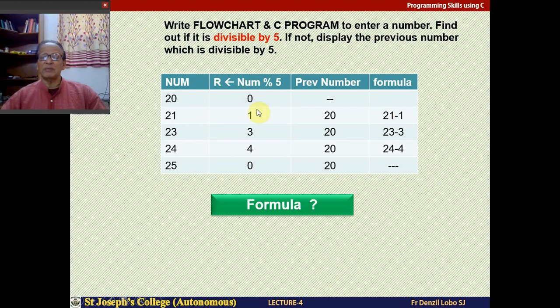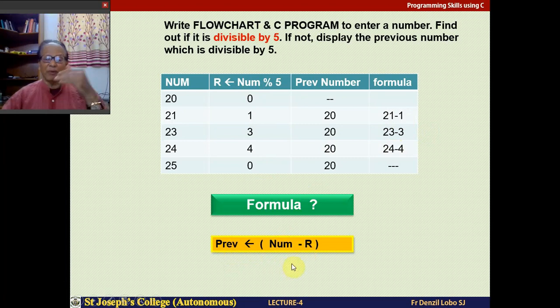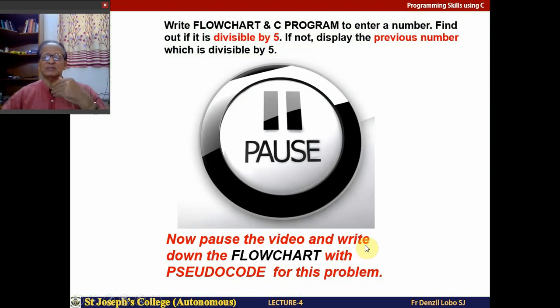1, 3, 4. They are nothing but the remainder. Therefore, number minus remainder will give you the previous number. The previous number is equal to number minus r. Therefore, that is the formula. Now, I would like you to write the flow chart for this and then the C program. Pause the video.